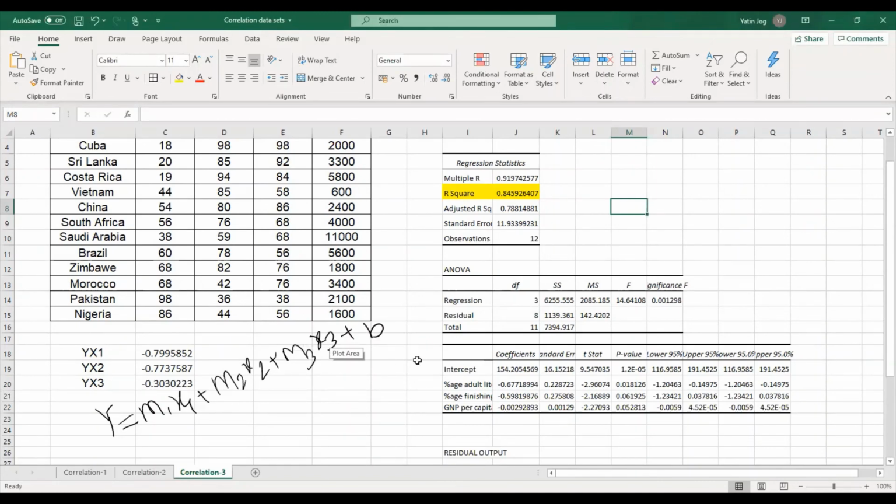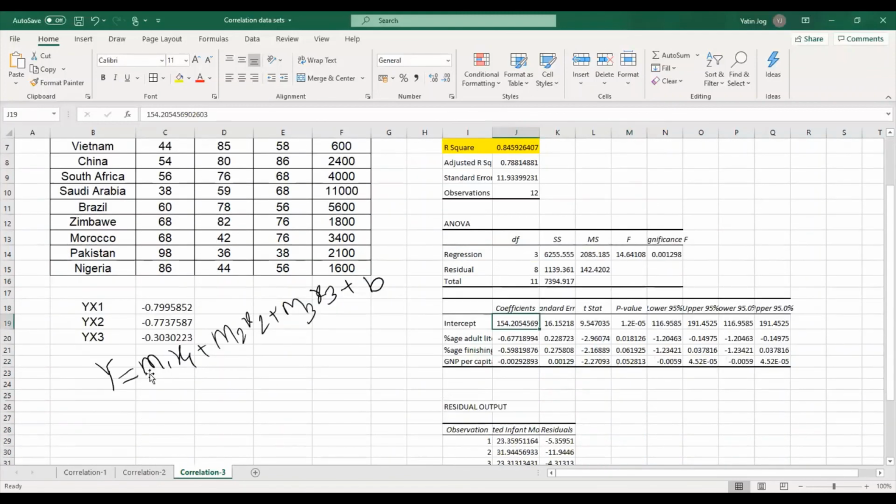Because we have three independent variables, we have m1x1, m2x2 and m3x3 plus b, and you can find all those values here in the coefficient table. In the coefficient table, the intercept is 154, which is the value of b. Then the coefficient for percentage adult literacy, which is my x1, is negative 0.677. That is my m1 value. My m2 value is the coefficient of x2, which is 0.59, percentage finishing primary school. And GNP per capita is minus 0.002, which is my m3.